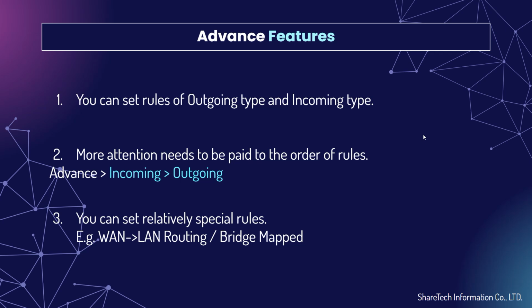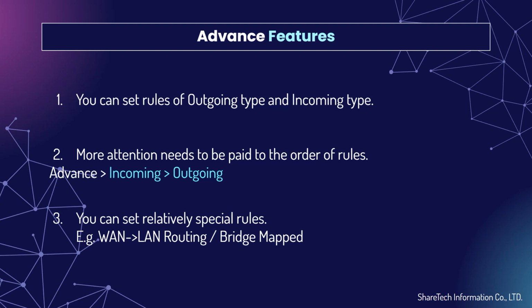Advanced features. Why is it called advanced? The first one is advanced can set outgoing type and the incoming type settings. Except for IPsec VPN related rules, almost all types of rules can be set in advance. The second is you need to pay more attention to the order of rules.